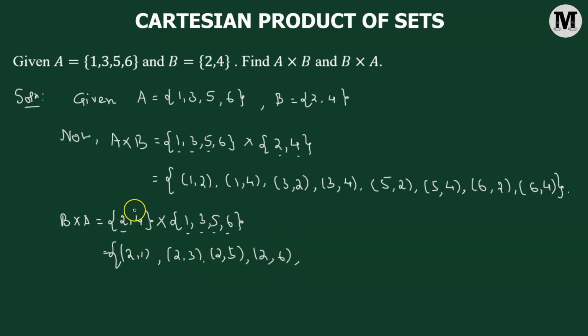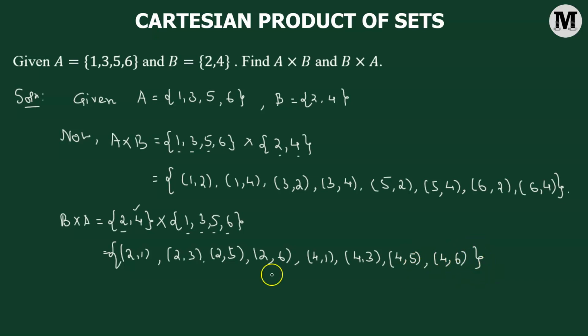Next, we will pick up the second element of set B, which is 4, and form an ordered pair with each of the 4 elements of set A. We're going to get (4, 1), then we have (4, 3). Next we have (4, 5), and next we have (4, 6).